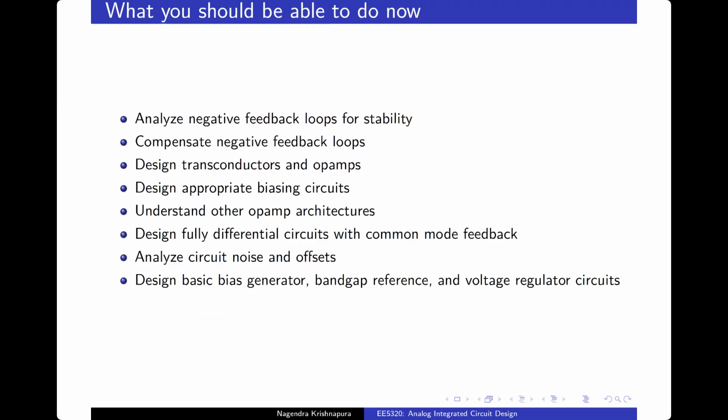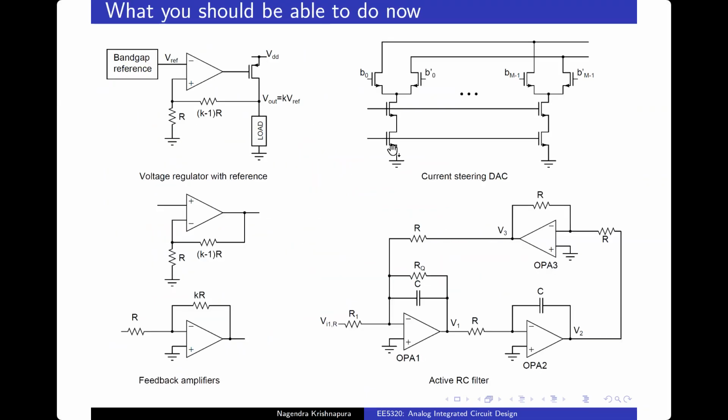So these things, I think you know. The last one, like I said, I'll upload some assignment which you can try if you wish to. And this is a voltage regulator with a reference. These are all different feedback amplifiers. And these are circuits that we have not dealt with, like a current steering DAC. So this consists of differential pairs. Even if I didn't say the word DAC here, if you see a differential pair anywhere else, you know what to do with it. Similarly, active RC filters, you don't know the details, but you can design op amps for this.